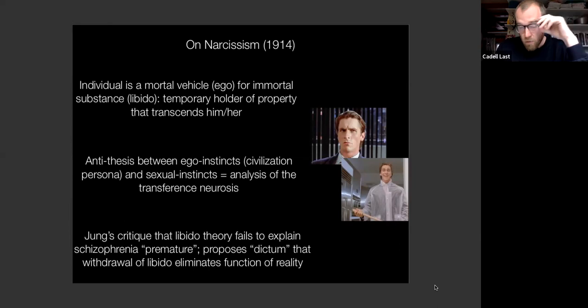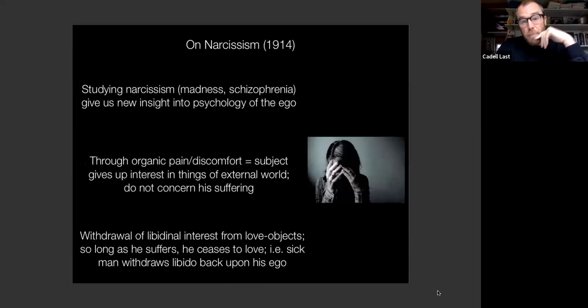In my view, and I think in Freud's view as well, Jung is over-identifying with states of madness and schizophrenia, and perhaps even turning a religion out of madness and schizophrenia, maybe turning a religion out of narcissism. In any case, that's how I'm viewing this paper, where they're beginning to split off and disagree with one another. With that being said, Freud is still of the belief that studying narcissism, madness and schizophrenia gives new insight into the psychology of the ego.